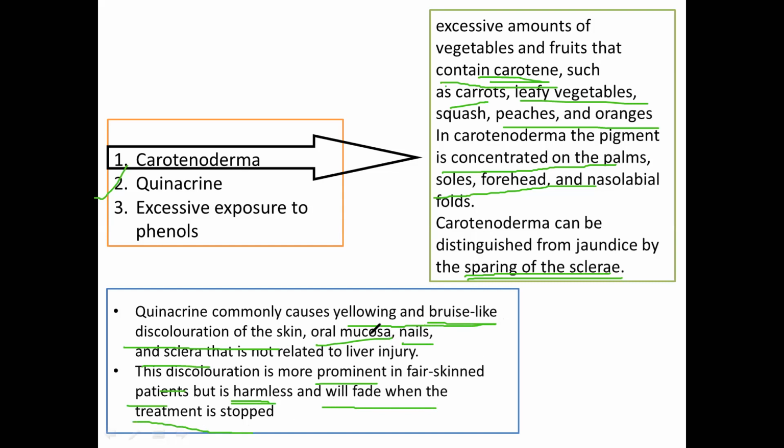So if a patient comes with this type of bruise-like discoloration of the skin, you will review his prescription or medications, and if you find quinacrine, you just have to stop it, and ultimately the discoloration will fade away. It is usually harmless, so there is no need to give medicine to improve liver function. You should remember this point that there is an absence of liver injury.